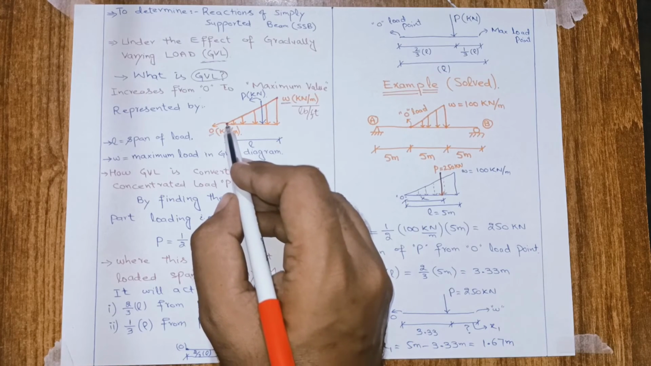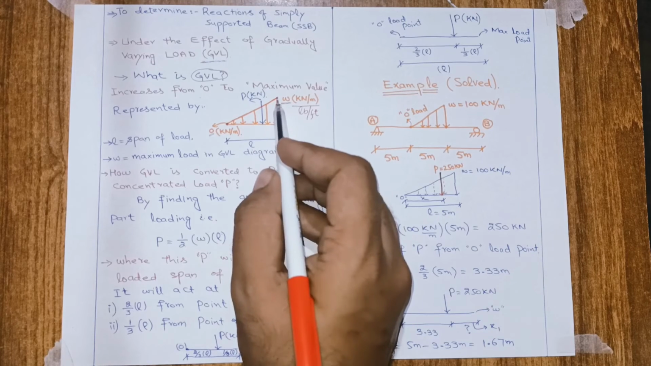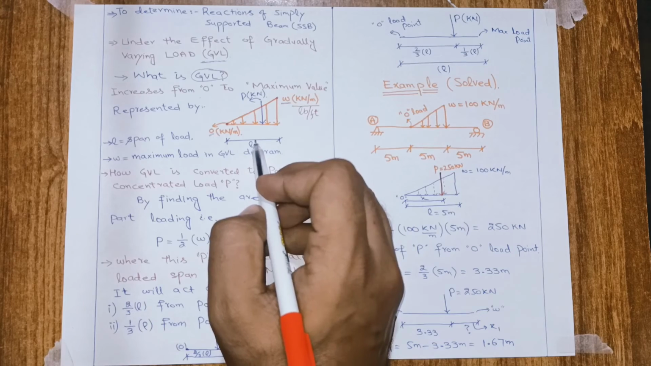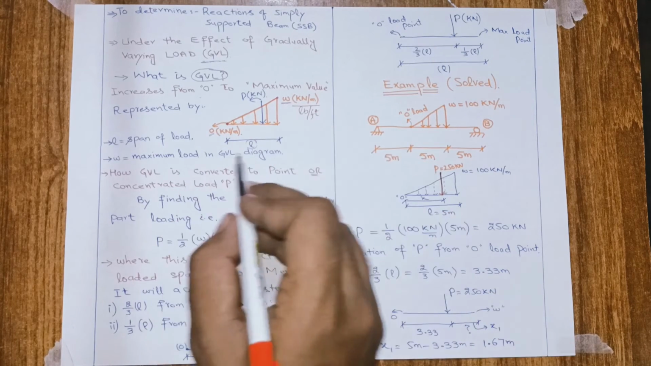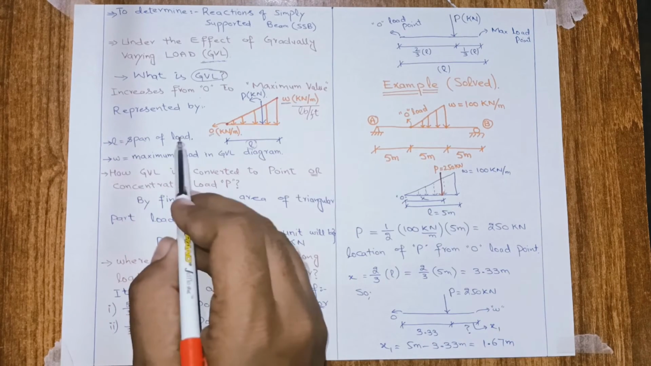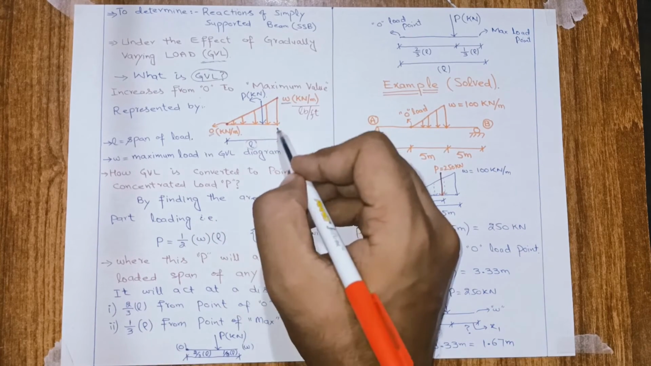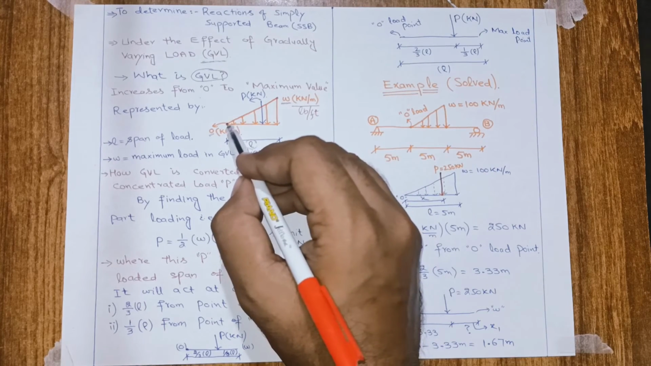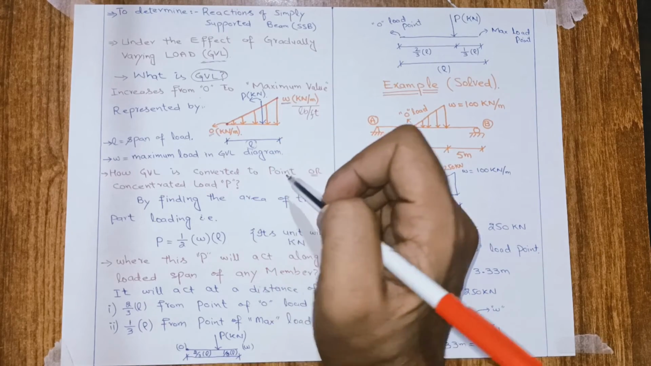The distance from the point where the load intensity was 0 to the point where the load intensity was maximum is known as the span of the load, and I am denoting it here as small l. This is the span of the load, not the span of the beam. So L is the span of the load, and W is the maximum load in the GVL diagram. This is the GVL diagram. We have two load points. This is the zero load point and this is the maximum load point, denoted by W.